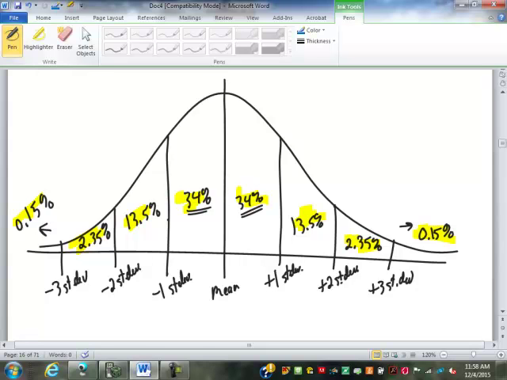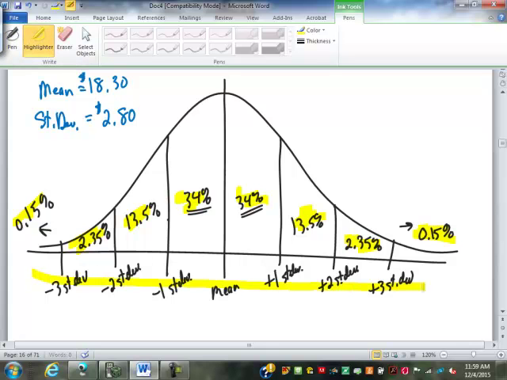So let's say that where you work, the hourly wage of an employee is approximately normally distributed, with a mean of $18.30 an hour and a standard deviation of $2.80 per hour. So it's these numbers down here that are going to get replaced with real numbers rather than just those words. What's going to go right here? The mean, $18.30.